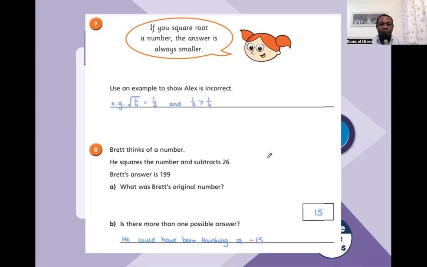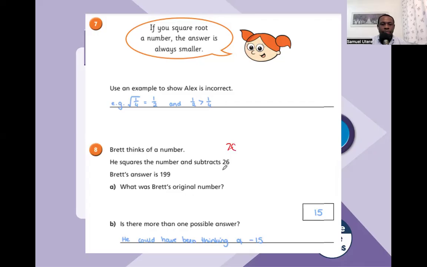Question 8. Brett thinks of a number. He squares the number and subtracts 26. Brett's answer is 199. What was Brett's original number? Well, we can do this using algebra. So let's say the number that Brett thinks of is x.